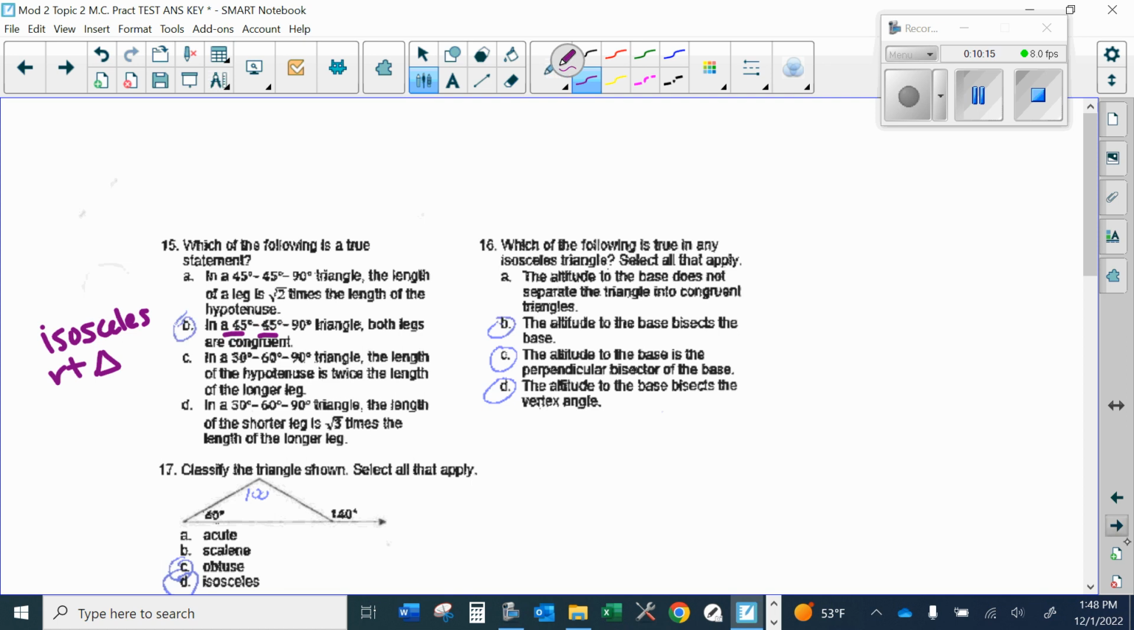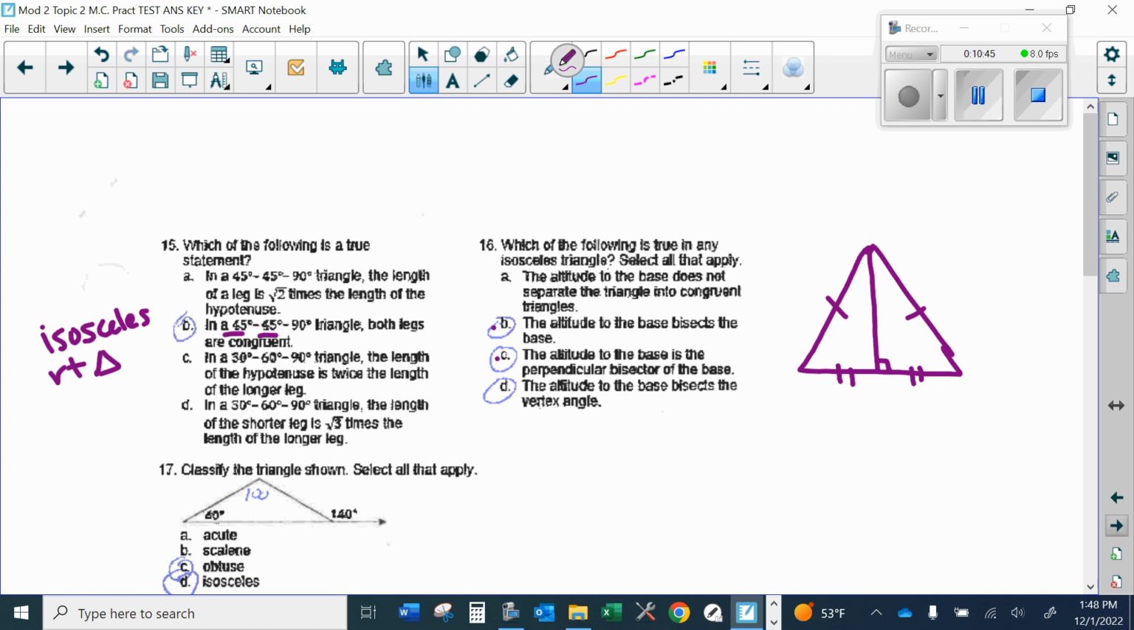16. Which of the following is true of any isosceles triangle? The altitude to the base. So here we have an isosceles triangle, for example. When I do the altitude, remember the altitude goes from the vertex to the perpendicular of the other side called the base. In an isosceles triangle, that is a perpendicular bisector every time. We've talked about that. So it bisects the base, yes. The altitude to the base is the perpendicular bisector of the base. Yes, I just said that.